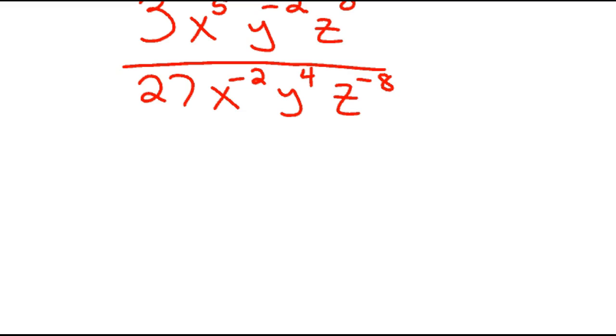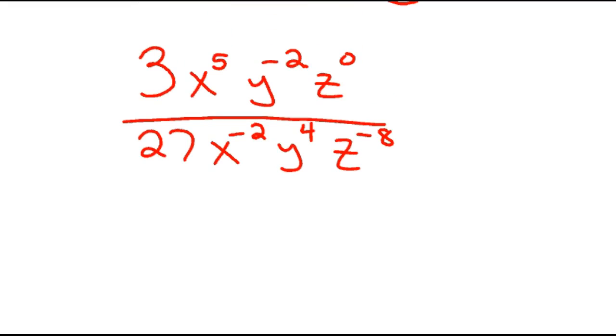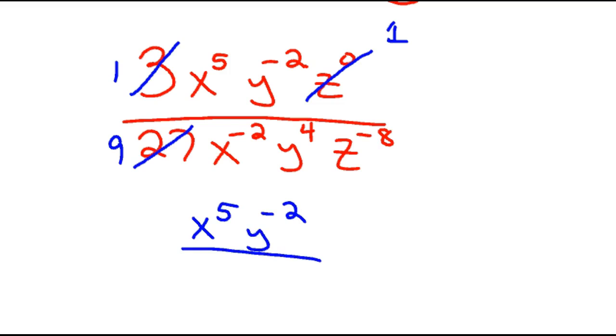So the first step here is I get rid of anything that's obvious. So z to the 0, we already know by my 4th rule that that's 1. So that becomes the number 1. Okay, 3 and 27, you can go ahead and reduce that. That's 1 and 9. So far, so I don't get too far ahead of myself, let's just rewrite what we have. You'd have x to the 5th, y to the negative 2nd, because the 1's would be times 1, over 9, x to the negative 2nd, y to the 4th, z to the negative 8th.